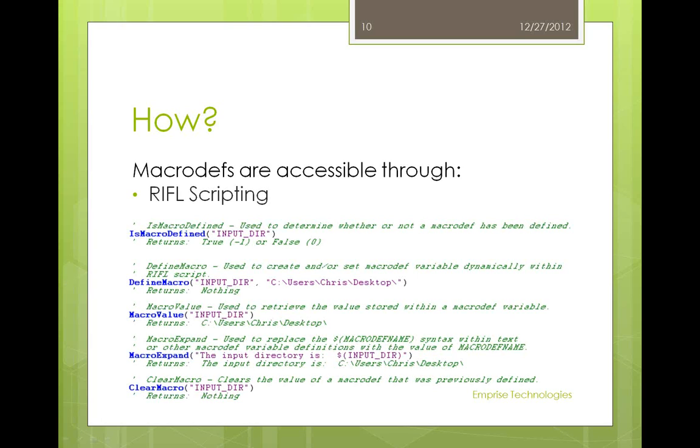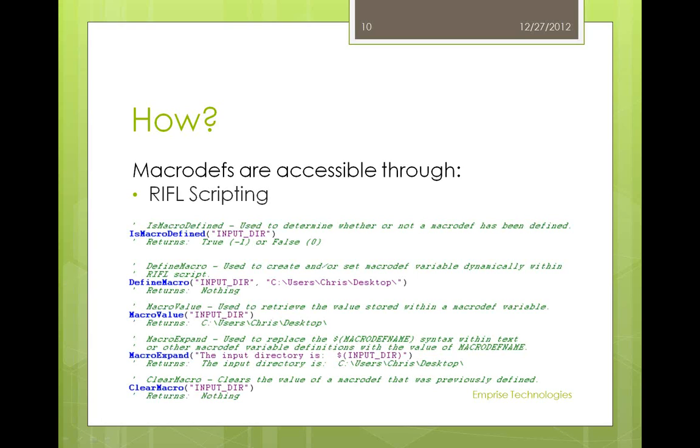This function takes two arguments, the macro def name and its corresponding value. If the macro with the provided name already exists, the value of that macro will be updated. On the other hand, if it does not exist, a new macro will be created, thus creating a macro def dynamically through RifleScript. Third, the macro value function is used to retrieve the value stored within a macro def variable.